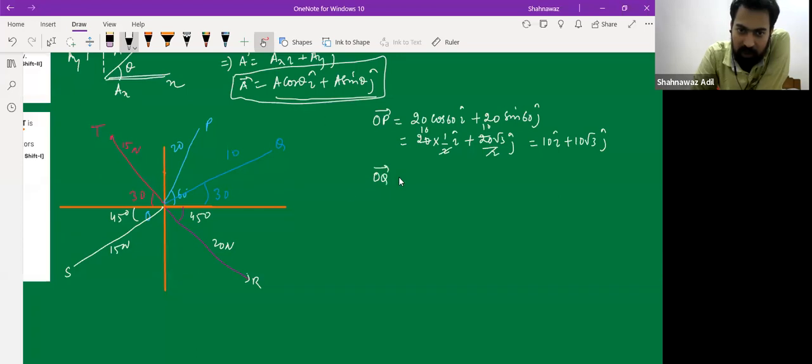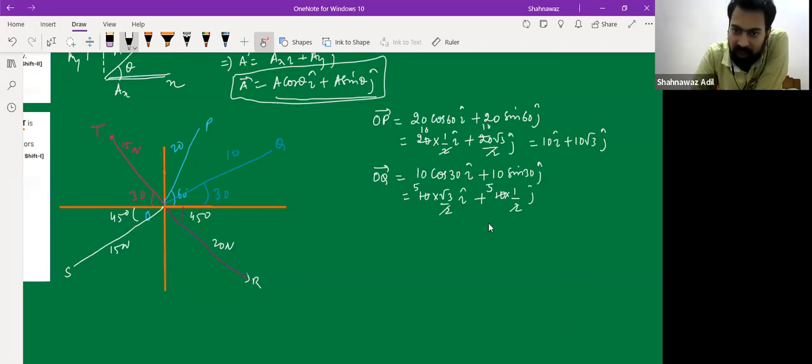Okay, now we have OQ. The magnitude is 10, so 10 cos 30 i hat plus 10 sin 30 j hat. So this would be 10 root 3 by 2 i hat plus 10 times half j hat. So this is 5 root 3 i hat plus 5 j hat.